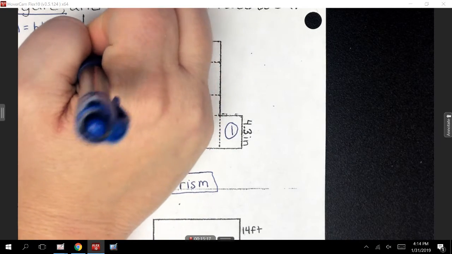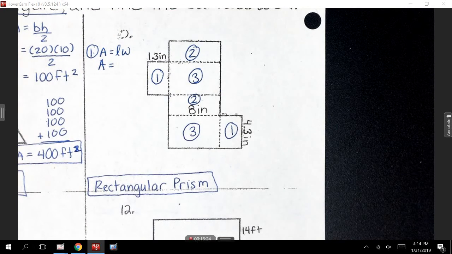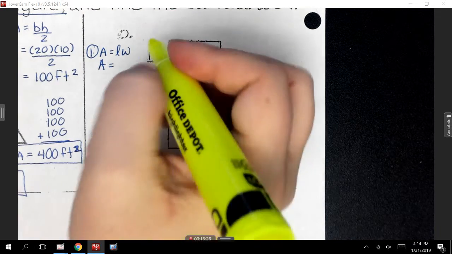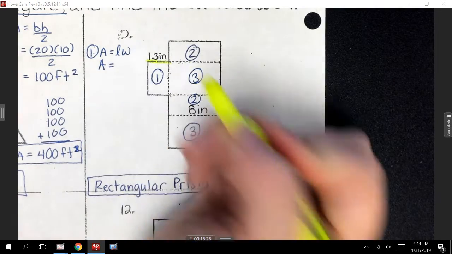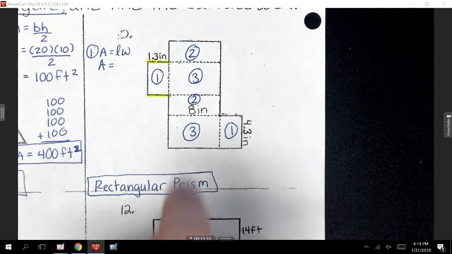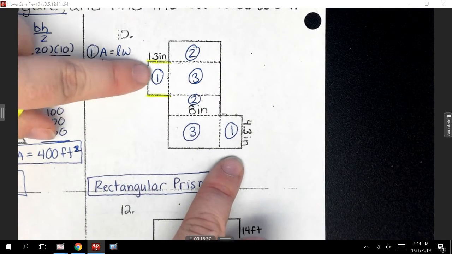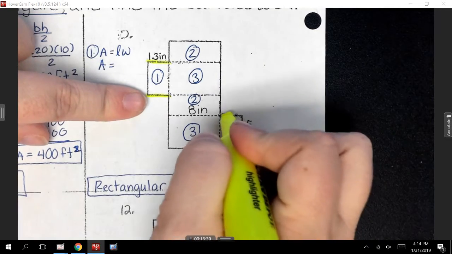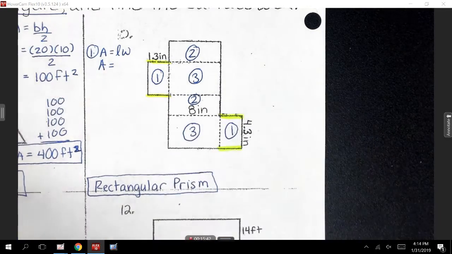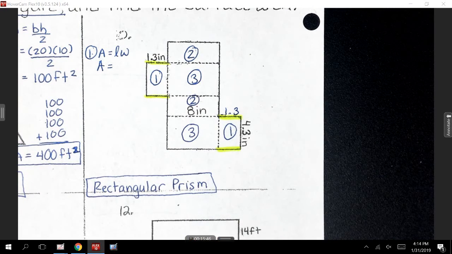So I'm going to start with shape 1, which says area equals length times width. So area equals. Now if I look at shape 1, all right, I can see that this line right here is going to be 1.3, which means the other line that matches is going to be 1.3. Now we said that these two shapes, these two ones are the same. So if the top and bottom of this are 1.3, the top and bottom right here are also going to be 1.3. So if we want to write that number in, we can. Just kind of showing those colors because I think they're easier for you to see.